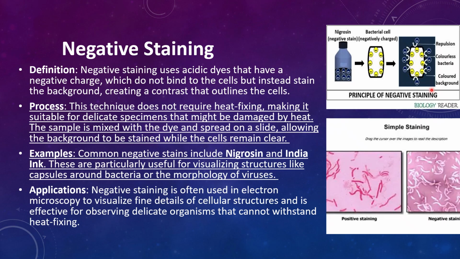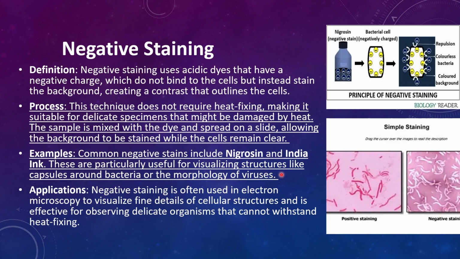Now, as I told in the previous staining technique, that is positive staining, we do heat fixing. So when we do heat fixing, the microorganisms will get adhered to the slide, and they will get killed also. Okay, but there are many other microorganisms which are very sensitive when you heat fix, they might be damaged to such an extent that you cannot even visualize their morphology. Okay, and that's the reason we stain in such a way that the cell is not affected. And the common stain used over here is nigrosin, Indian ink.